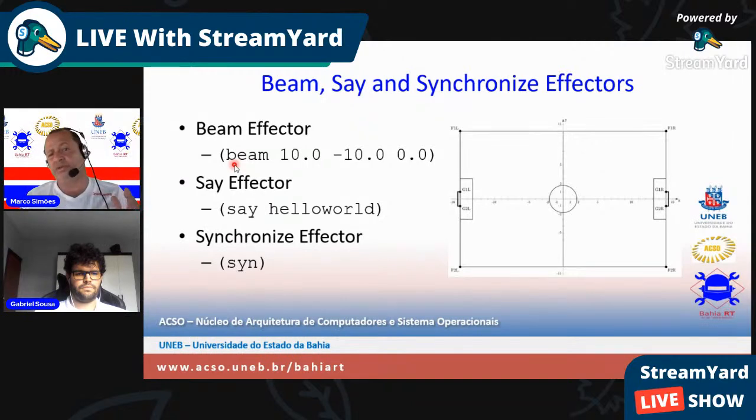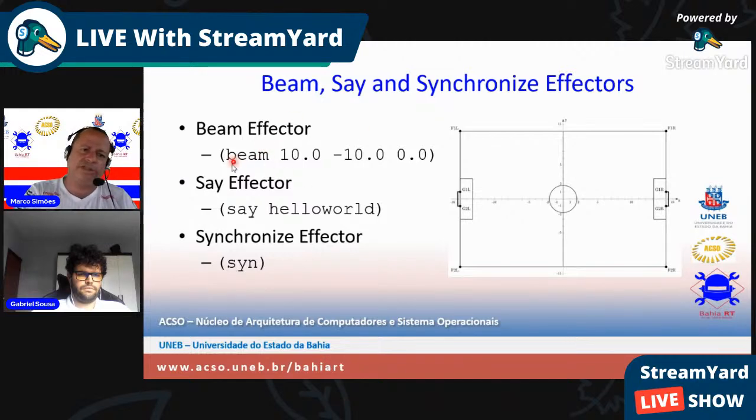For example, when you are in the before kickoff play mode, where the agent has already joined the server and the match has not started yet, instead of having each robot walk to a position and stay there to be ready to start the game, which will waste some time, the agent can use a beam command to instantaneously transport the robot, beam the robot to that specific position.